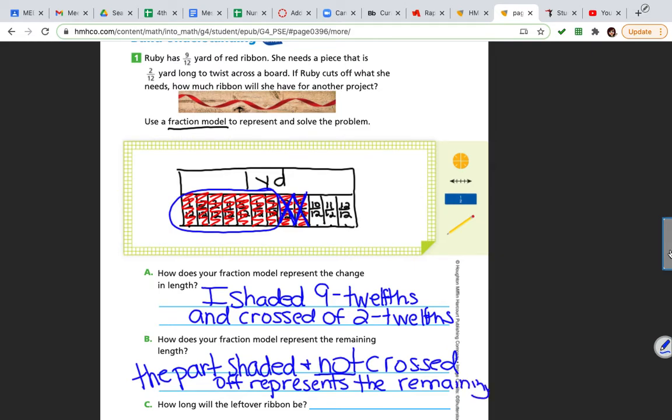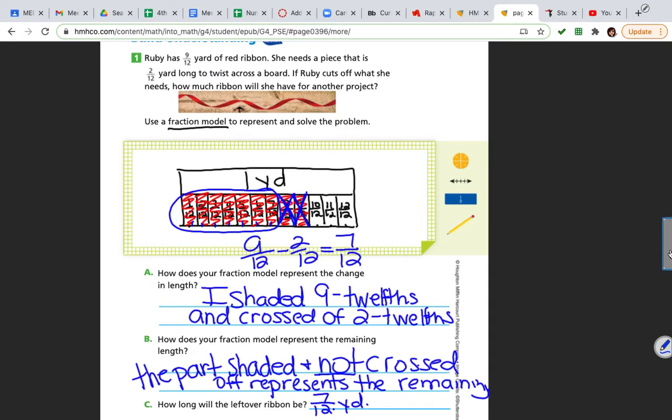How long will the leftover ribbon be? Well, we know that we have 9/12, take away 2/12 equals 7/12. So we have 1, 2, 3, 4, 5, 6, 7. It will be 7/12 yard. 7/12 yard long.